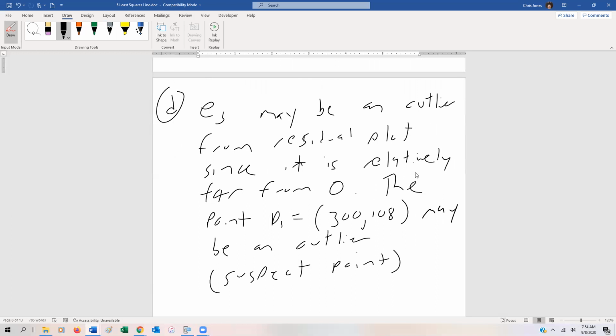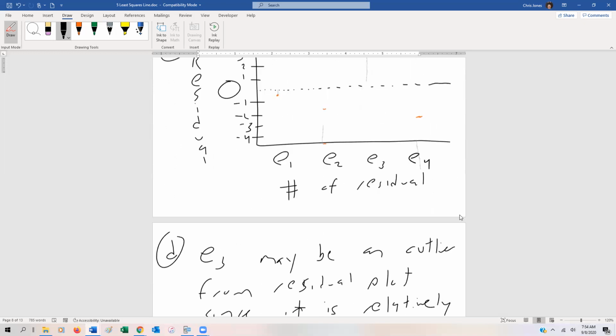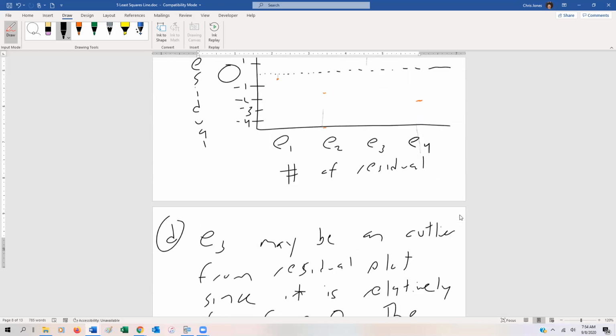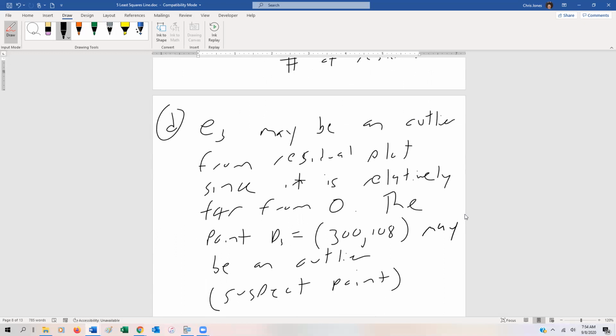So hopefully this gives you a good overview of what residuals are, what residual plots are, and being able to utilize the residual plot to determine whether or not we have suspicious outliers or suspect points. In the last video, we're going to take a look at throwing everything that we've learned together about least squares lines, predictions, and then residuals.